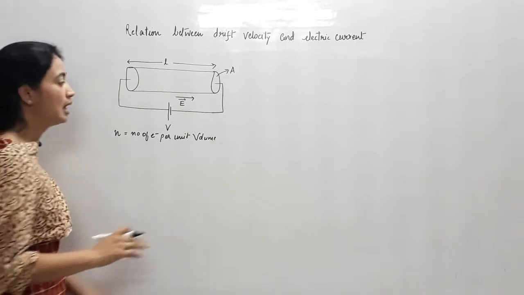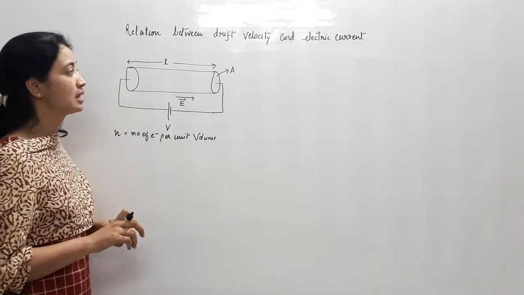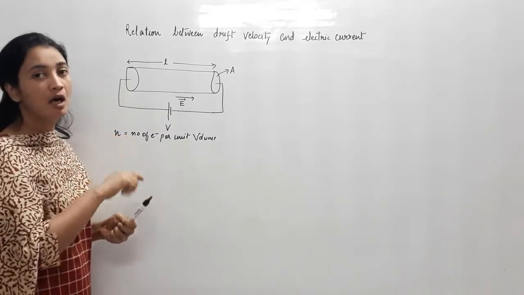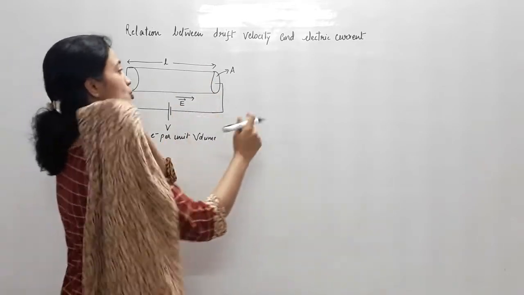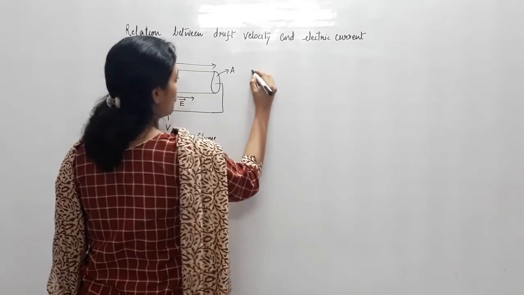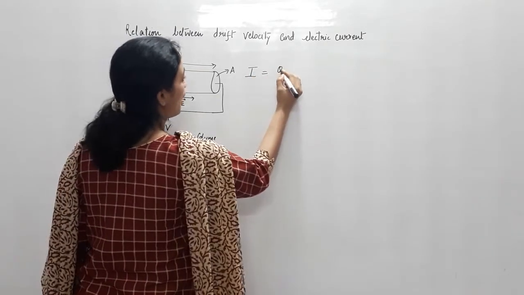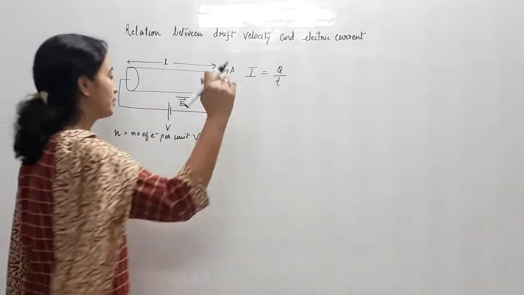One simple way of doing any derivation is to write what you know about that particular parameter. If you have forgotten, or in any situation, you can start with that. To start with, I will write the expression for current, which is known to us: I is equal to Q upon T, the rate of flow of charge.